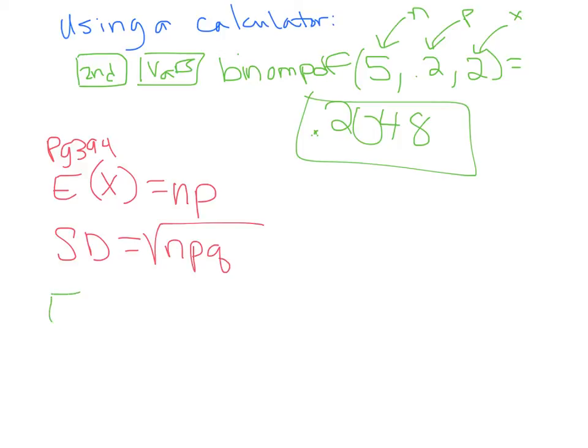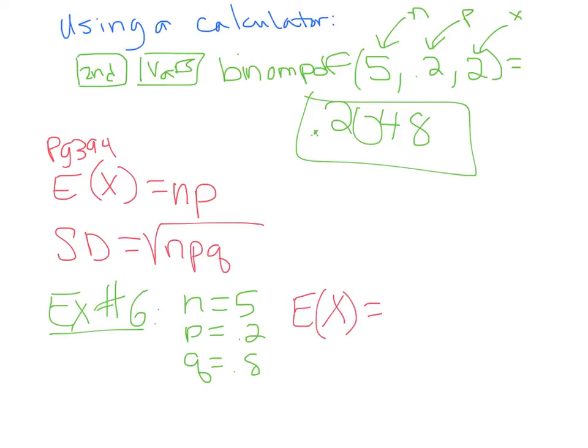So let's go ahead. This is example number 6. Let's go ahead and find the expected value of this particular situation. If you remember, our n was 5, our p was 0.2, and our q was 0.8. So our expected value, you're going to do n times p, which is 5 times 0.2. And that's actually going to be 1.